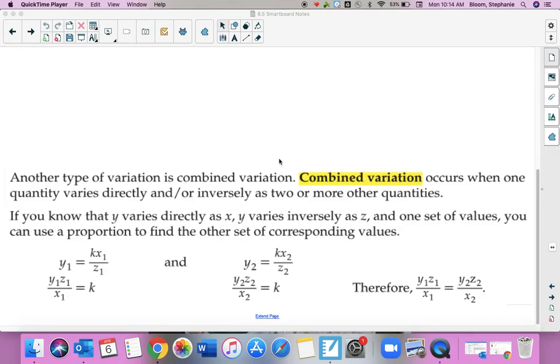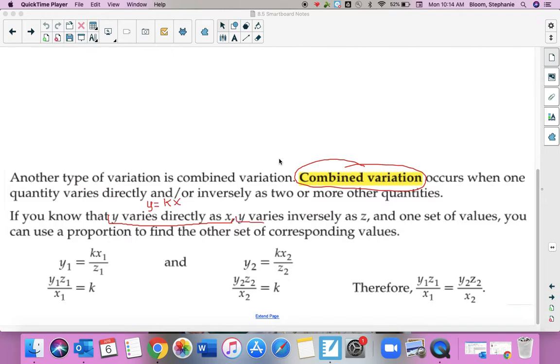The last type of variation functions are these combined variations. So this is the vocab you'll be looking for. Combined variation occurs when one quantity varies directly and/or inversely as two or more other quantities. So, for example, if I see y varies directly as x, I remember that that looks like this.